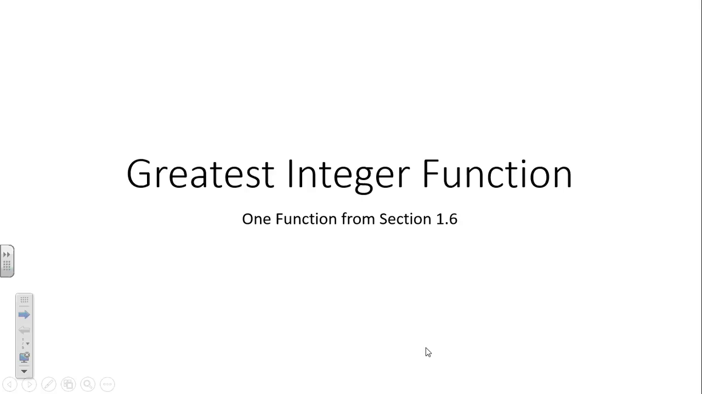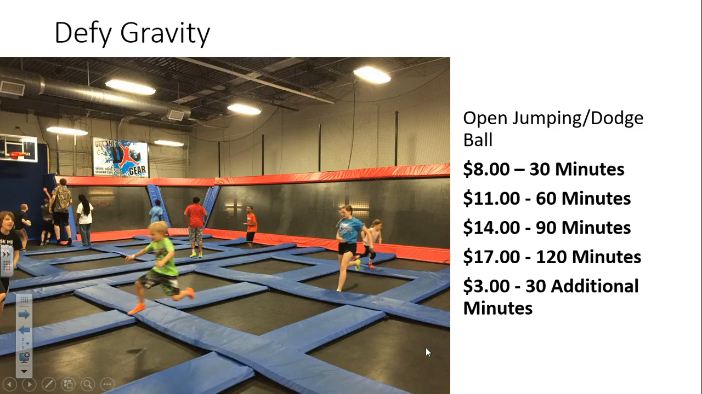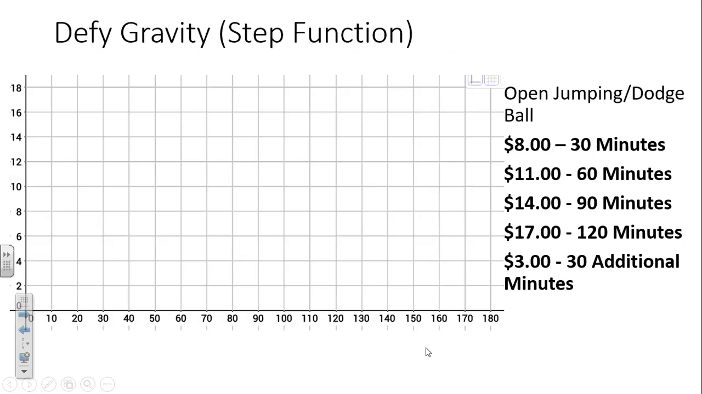So how many of you have been to Defy Gravity? Okay, a few of you. A perfect example of a step function is the pricing rate at Defy Gravity. If you want to go jumping or play dodgeball, for 30 minutes of jumping time, you pay $8. Then for 60 minutes, it's $11. For 90, it's $14, for 120 it's $17, and then every additional 30 minutes is $3. So let's look at what that would look like on a graph.